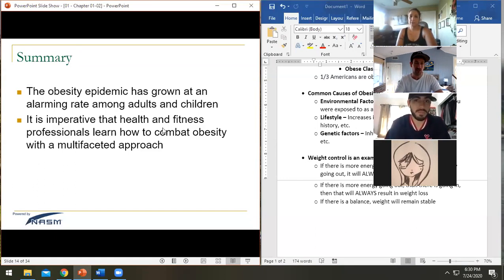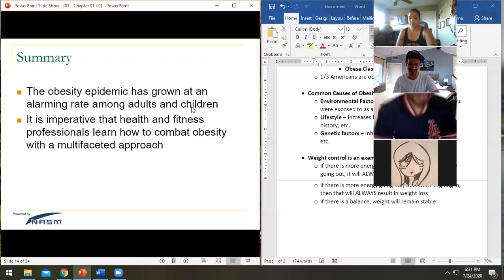So summarizing chapter 1 and why our job needs to exist, right? The obesity epidemic has grown at an alarming rate. Man, it's really weird to say the word epidemic now in the world we're living in. I've taught this PowerPoint before, but it rolls off the tongue differently now. We've definitely seen obesity grow at an alarming rate, and it's obviously imperative that we have weight loss specialists.